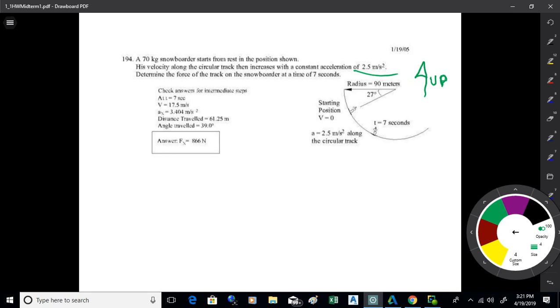So we're starting there at 27 degrees. We're going to have a constant acceleration of 2.5 meters per second squared. We want to find the force of the track at a time of 7 seconds. Right. So we got a few things to do here, I think.